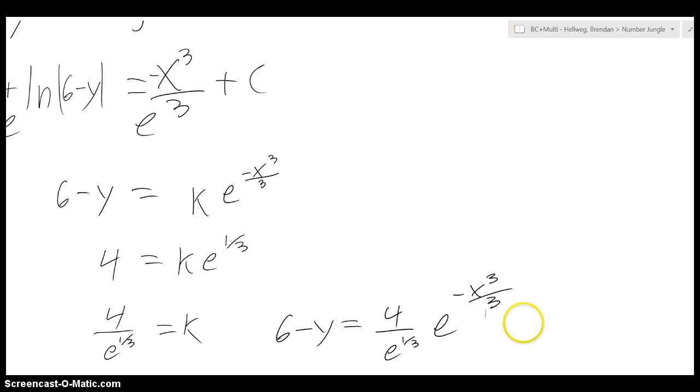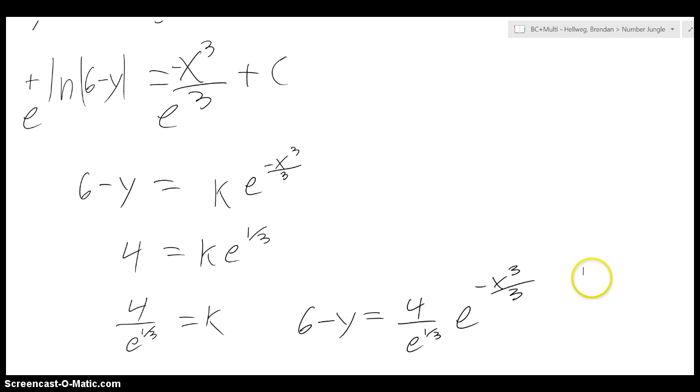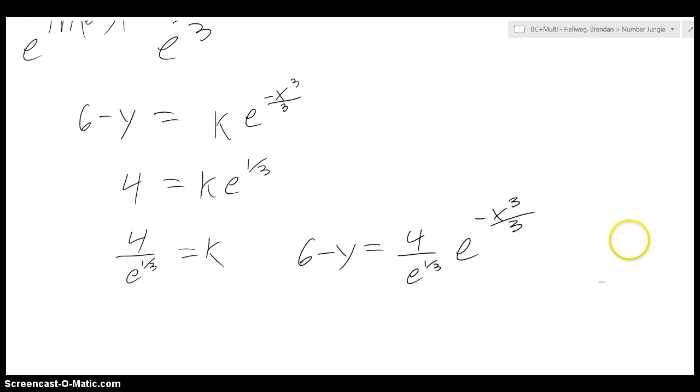Come on, OneNote. So we can do minus 6, and then this goes away. And so that's going to be our answer.